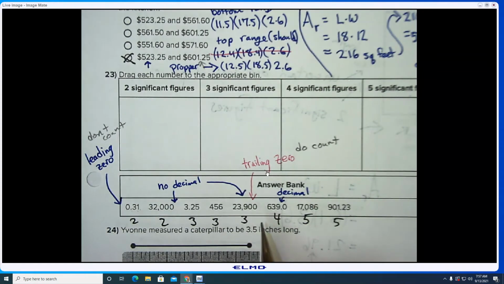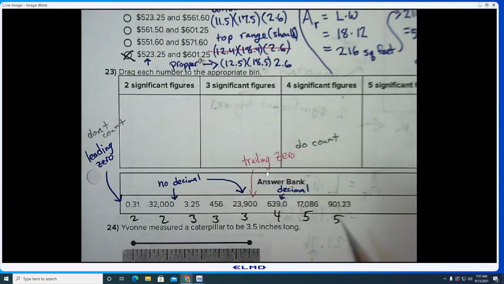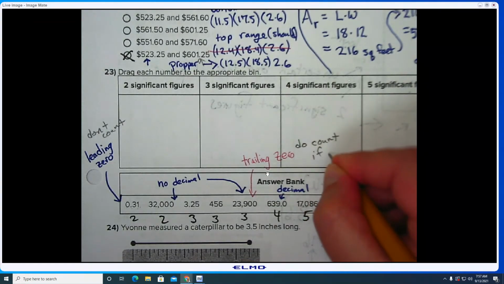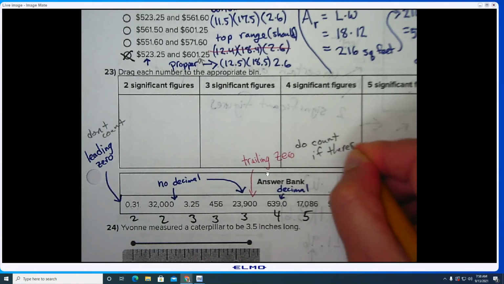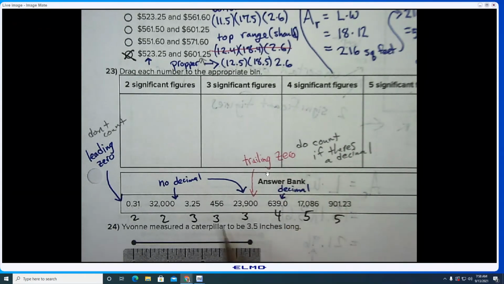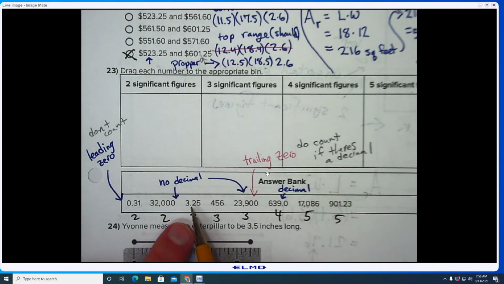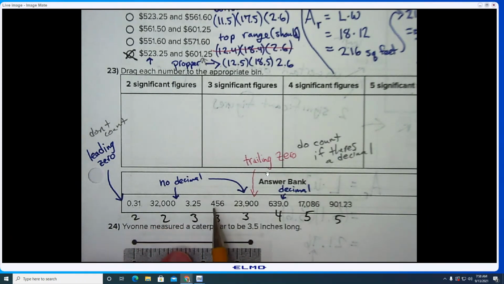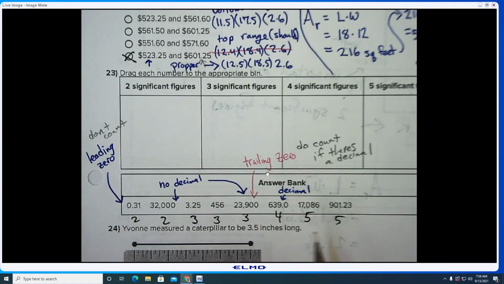All right, so if there's a decimal, we count the trailing zeros. So right here, no problem. It's just 3.25. The zeros are what makes this tricky. 3 digits here, pretty straightforward. And then 3 digits here because there's no decimal. If there were a decimal, this would have 5 digits, but there's no decimal.